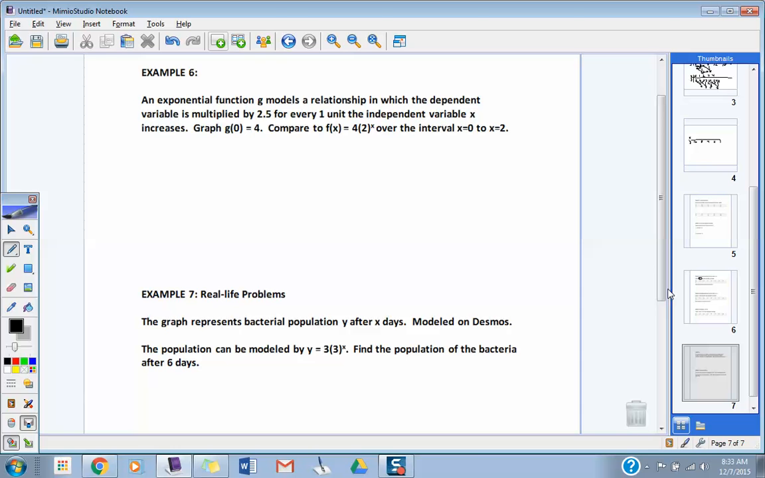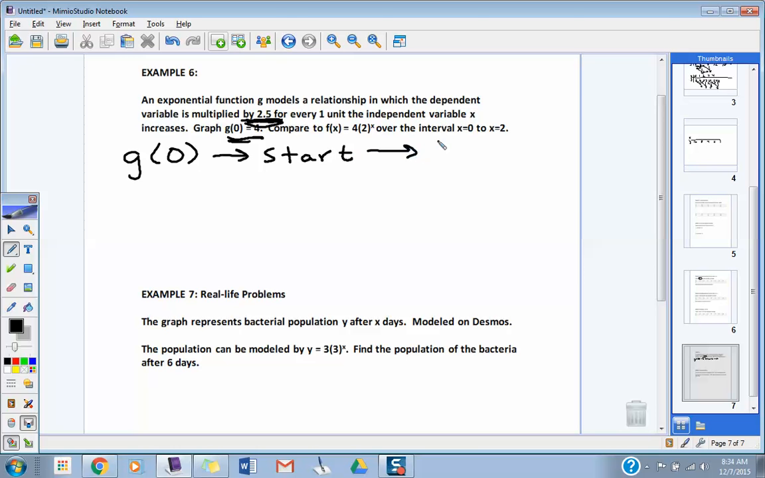All right. So right here, guys, we're going to say that my variable is multiplied by what every single time? 2.5. And right here they tell you that g of 0 is equal to what value, guys? 4. Anytime they give you g of 0, f of 0, anything like this, g of 0 always is going to indicate a starting value for exponential functions. So in this case, what was g of 0 equal to? 4. So this is basically saying when you punch that first function in, the starting value for that first function is what number? 4. Okay?